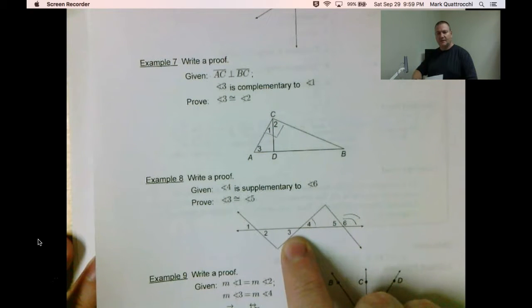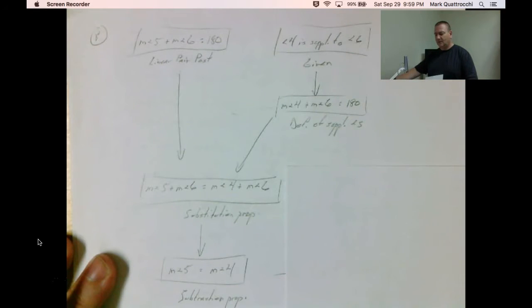Back over here, underneath here. What's happening here? Well, angle 3 and angle 4 are vertical angles. Therefore, angle 3 and angle 4 are congruent. How do I know that?